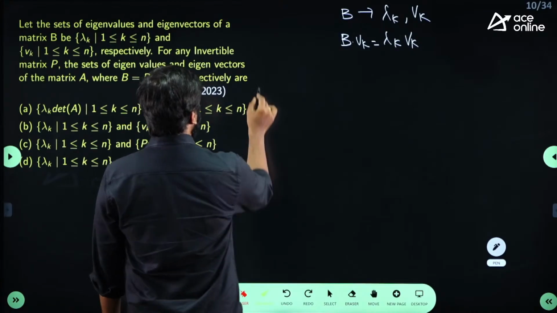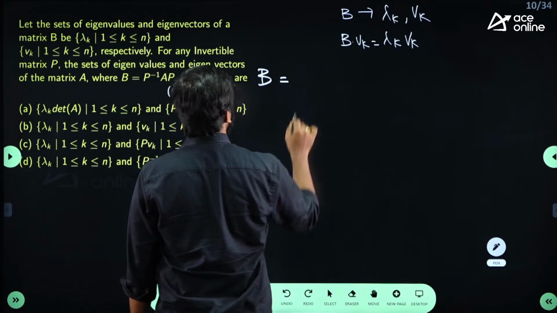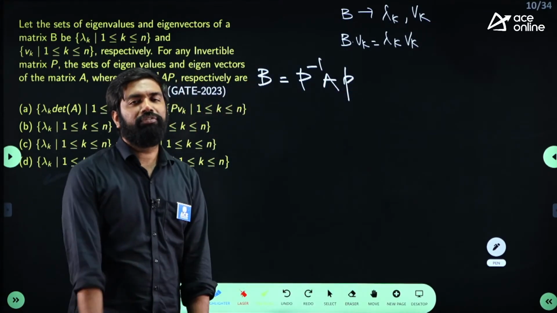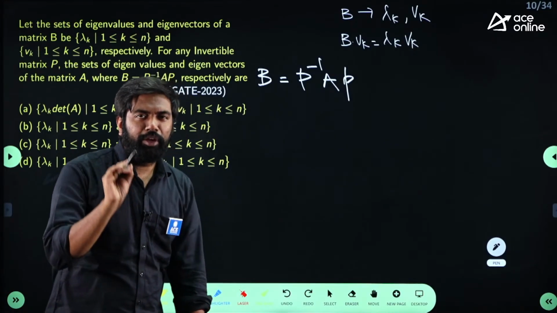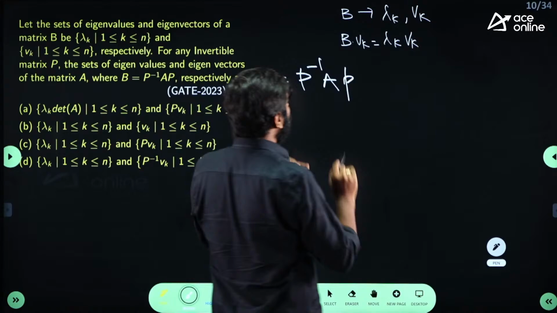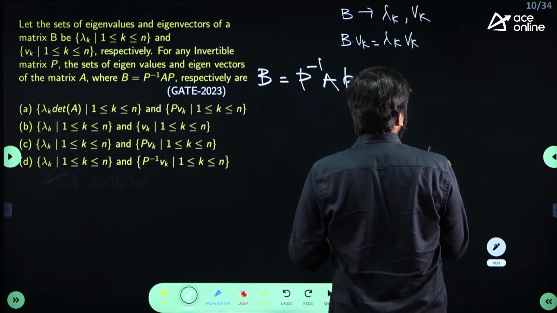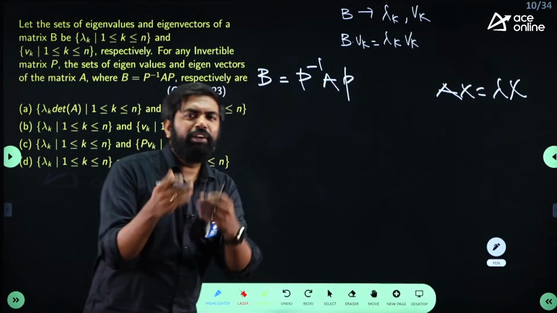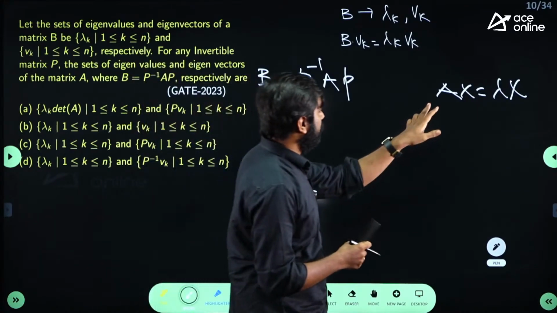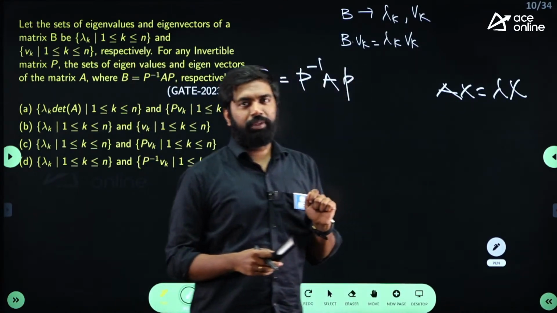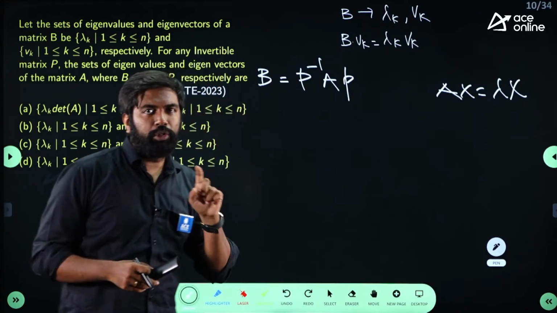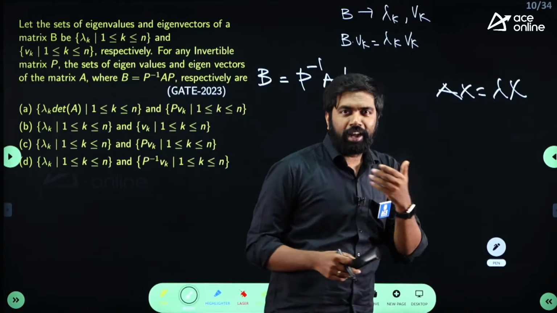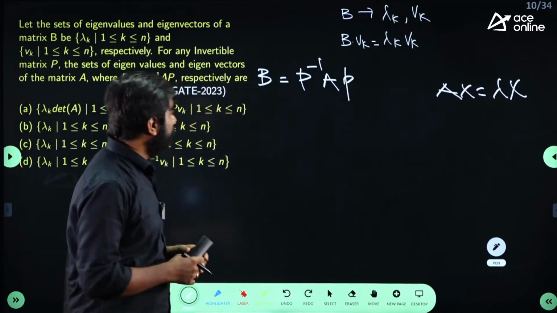So there is data here that B is P inverse AP and they want the eigenvalues of A. So please remember, if they want the eigenvalues of A, whatever you do, finally you must get an expression of the form Ax equal to lambda x. Do whatever you want, but try to get an expression which looks like Ax equal to lambda x. If you can get that, you can easily say that lambda is the eigenvalue of A, x is the eigenvector of A.